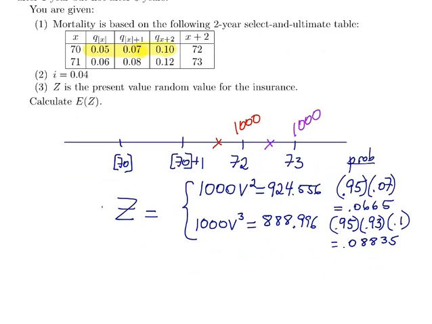Right. And I guess we could say 0 is the other possible value of Z, and that occurs with probability 1 minus the 2 probabilities that we just computed.